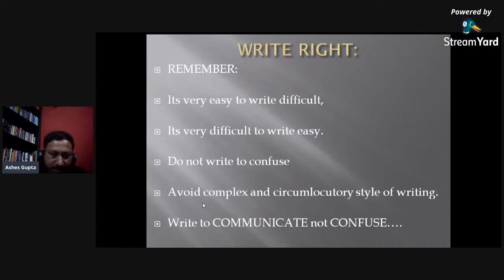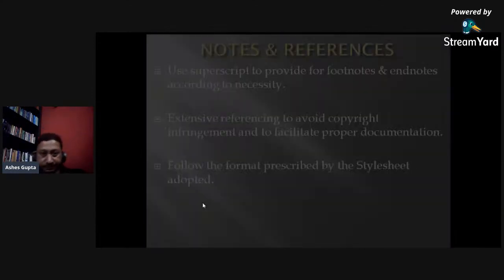Avoid a complex and circumlocutive style of writing. Don't try to write very complicated, and don't try to go round and round, beating around the bush. Avoid that style of writing. This is something which I would frankly tell you is more true of literature researchers. I don't think it's true for science researchers or social science researchers. We try to prove that we are great writers and we know a lot. Now that is a fault that has to be avoided in research writing. Please be precise. Please be straight. Please be functional. Please be communicable. Write to communicate and not to confuse.